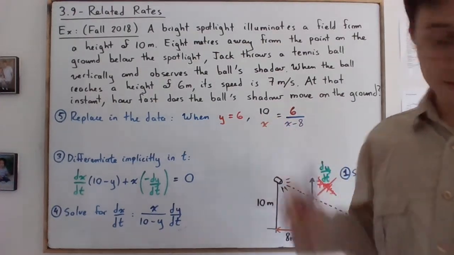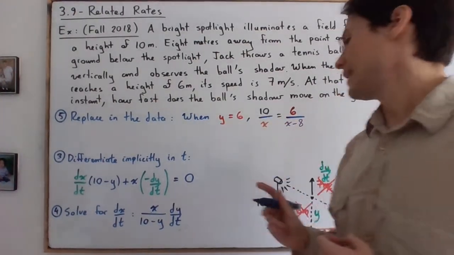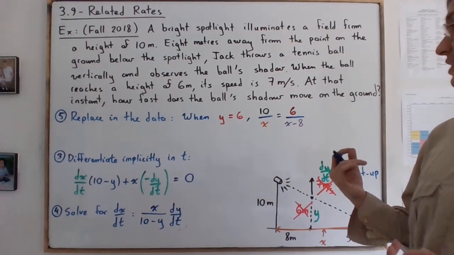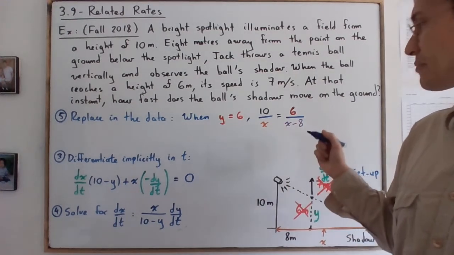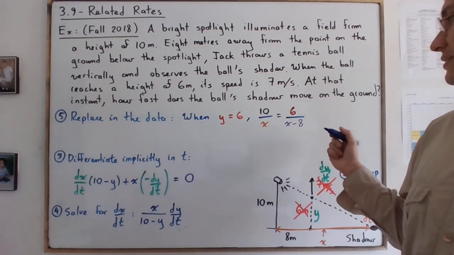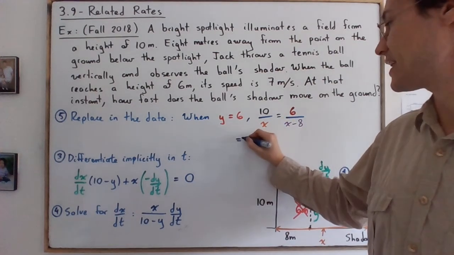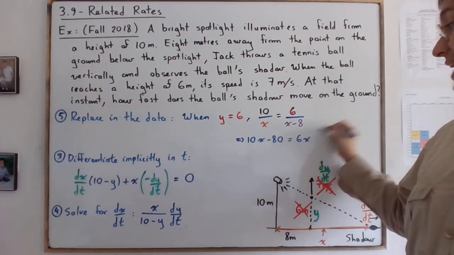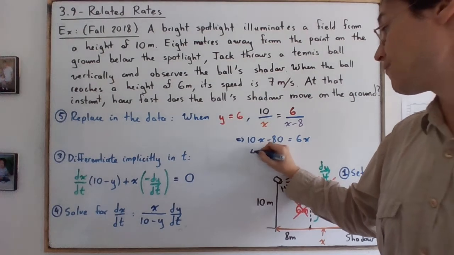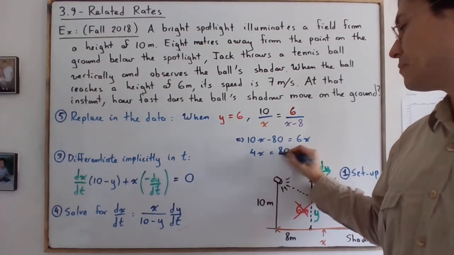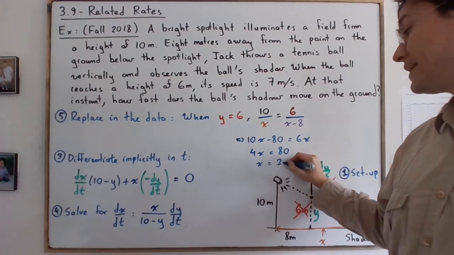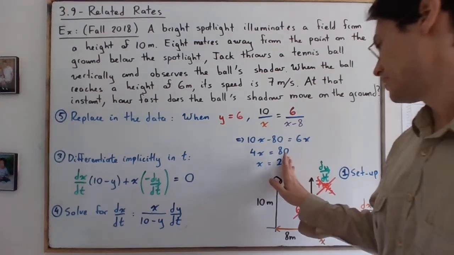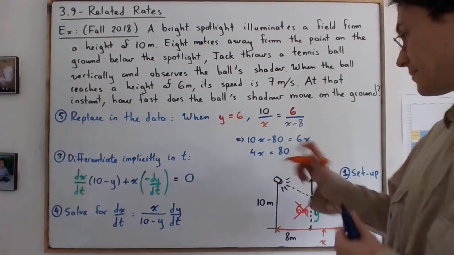Actually, I could have used the relationship that's already solved for, but unfortunately, I'm going to have to do it again because I don't remember exactly what I had. But yeah, so in other words, you're going to get here 10x minus 80 is equal to 6x. And then from there, obviously, 4x is equal to 80, meaning that x is equal to 20. Okay? Let's color code this in orange. We're going to make use of it.